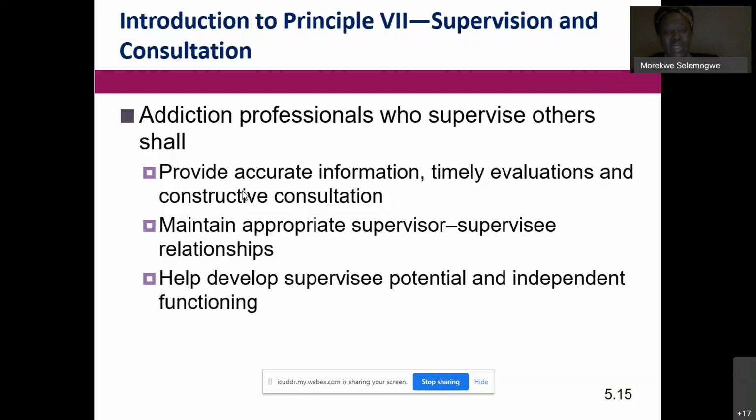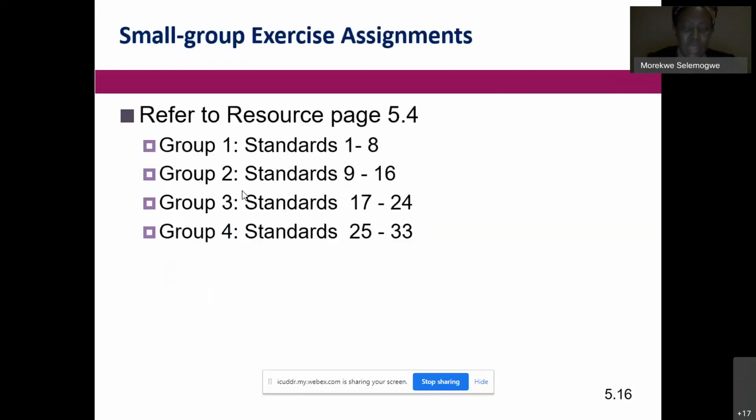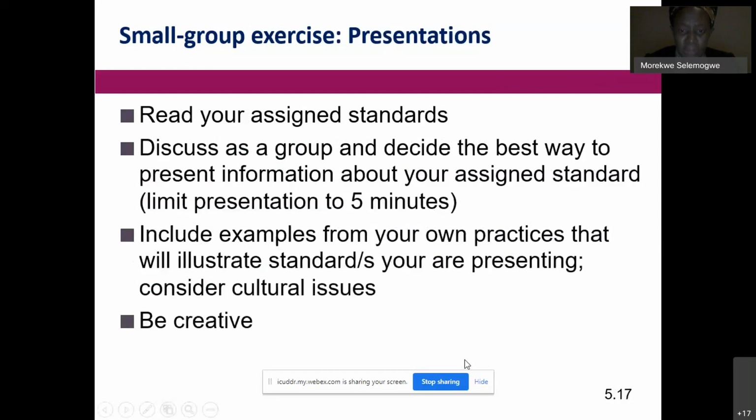So we are going to look at the standards that are encompassed in this principle of supervision and consultation, which is about 33 standards. Similarly, as we did yesterday, we'll go through the standards and we'll discuss and maybe share our own experiences in terms of what happens in our different respective areas. So I'm going to stop sharing and then go to the manual a bit.